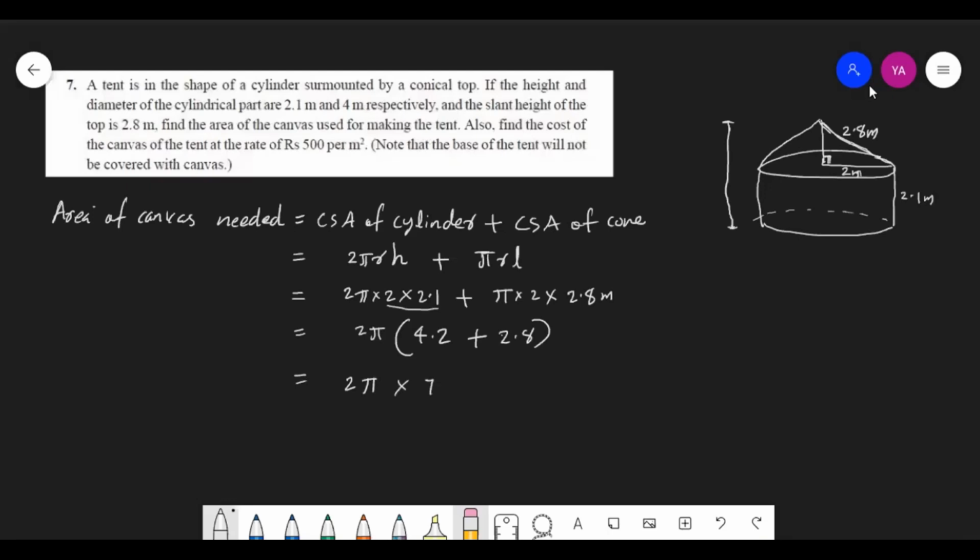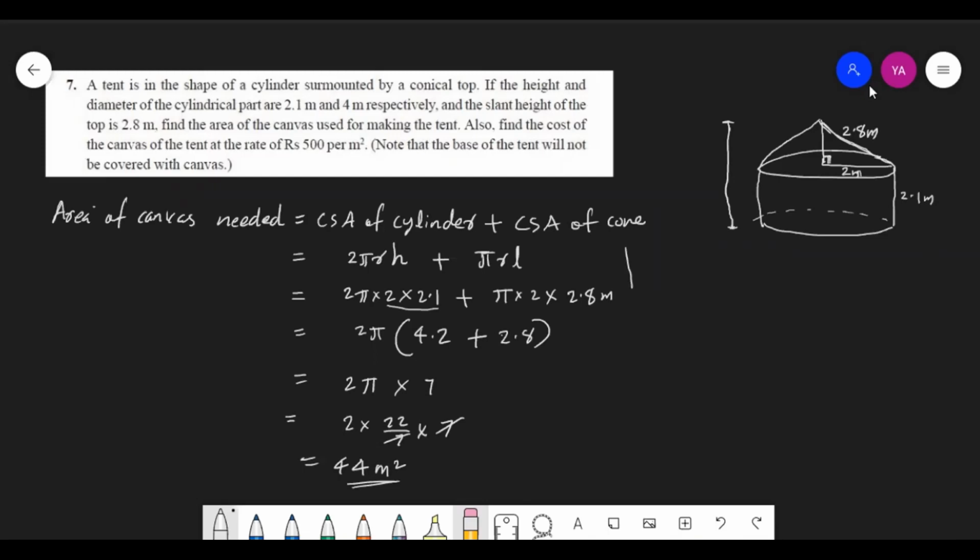Okay, 7 correct. So what is 2 pi? Now we can substitute the pi value. Then the 7 can be cancelled. So 2 into 22 is 44. 7 into 7, so 7 is cancelled. So we got 44. The unit? Meter square. The lengths are given in meters, so the area is in meter square. That's the area of the canvas needed, or used.